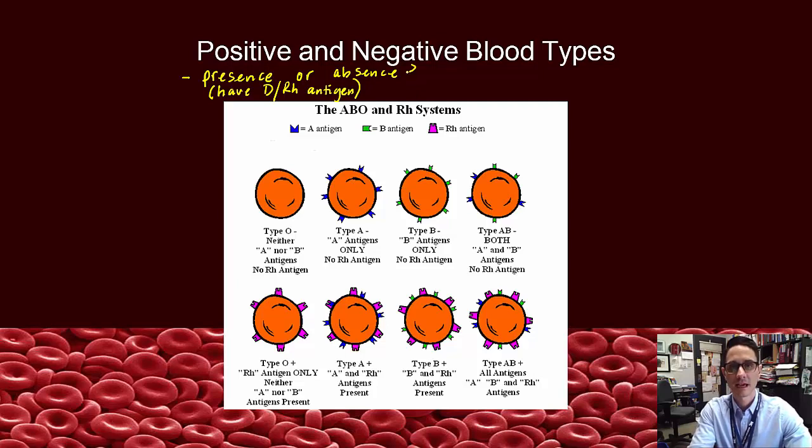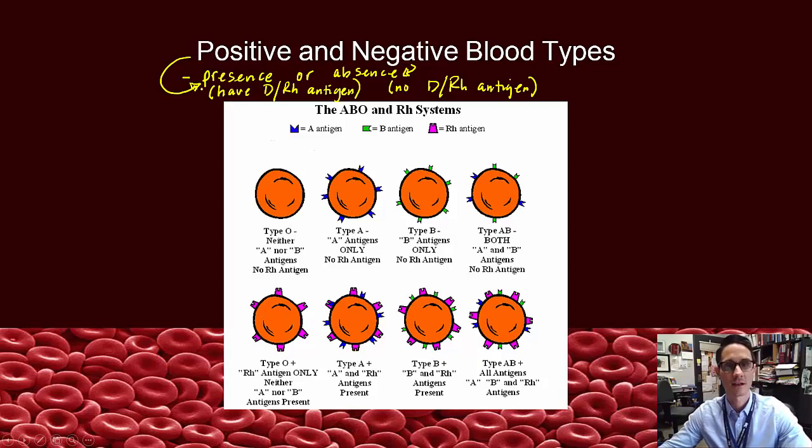If we have a negative blood type, that means that we have no D/Rh antigen on our cells. So if we're a positive blood type, it means we have the presence of that D antigen on the cells. If we're a negative blood type, we do not have it.